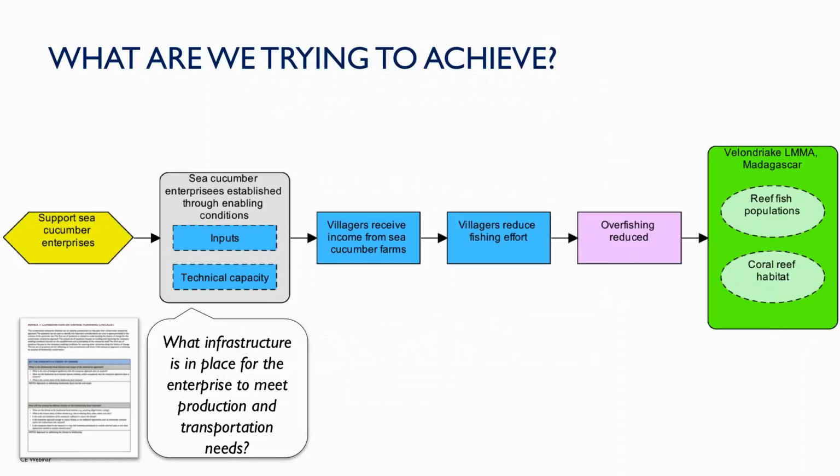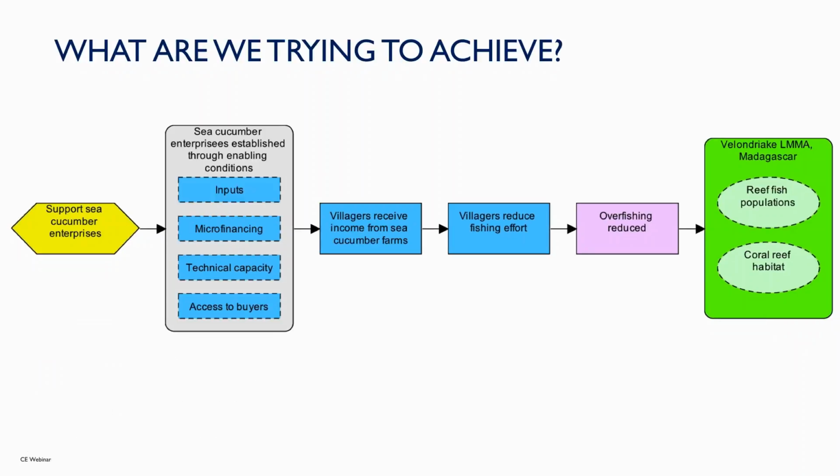So one of the questions there is what infrastructure is in place for the enterprise to meet production and transportation needs. So thinking more about that, we might realize that we need a private sector partner to be buying these sea cucumbers from the community members, because there's no way for them to easily transport those. So that might be an enabling condition that we can add. We might think of some other things, and that would produce a fuller theory of change. Again, I'm keeping this simple because this is an example that we're going to use just to work with.